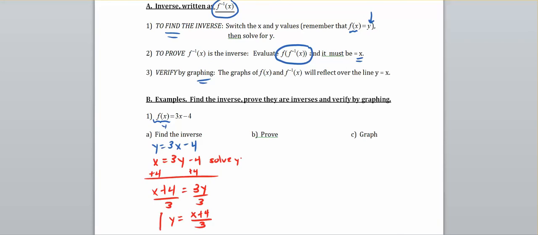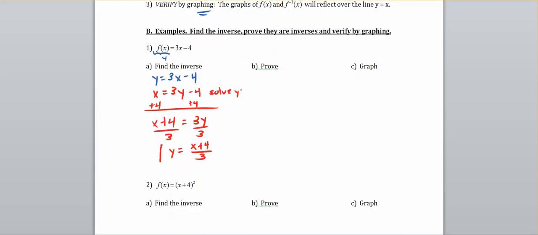Let me scroll down a tiny bit, see if I have some room. All right, good. What I would like you to do for your final answer, because you have a y equals, is to make it more obvious to the reader that that is indeed your inverse. Make your last step say f inverse of x is equal to x plus 4 over 3. That way I know this is the inverse versus the original function. So end your problem with f inverse of x equals.